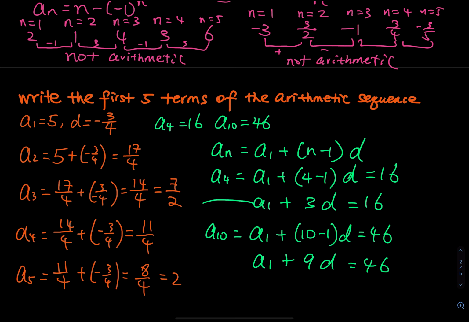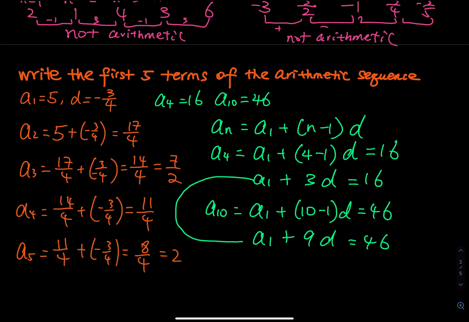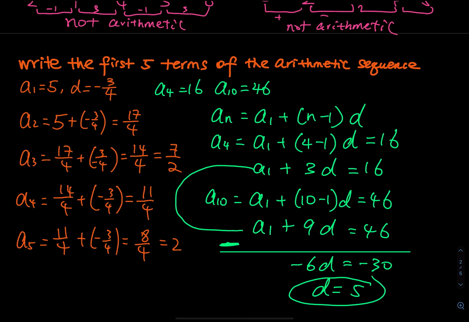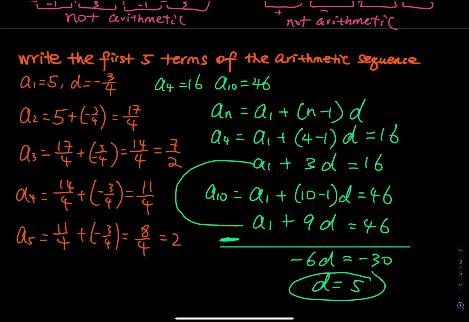Do you see that we have two equations right here? Two equations. Each equation has two variables. You have learned how to solve a system of equations. What if I subtract them? Then a1 minus a1, subtract them. a1 minus a1 is gone. 3 minus 9 is equals to -6. And then 16 minus 46 is -30. As a result, d is equals to positive 5. Then there we go. Now I have the common difference.